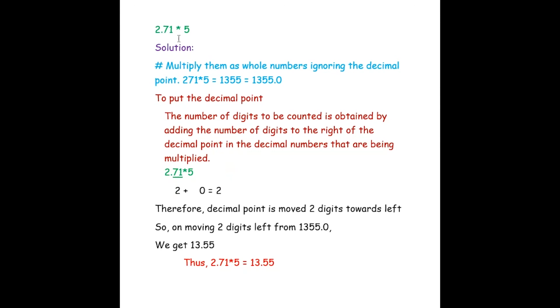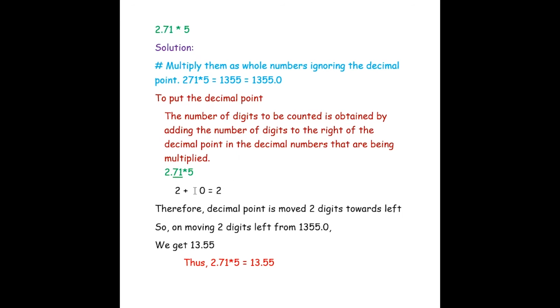It is 2.71 into 5. Solution. First step, we have to ignore the decimal point and consider it as a whole number. So you will get 271. You multiply 271 into 5, which is nothing but 1355. Now write it as a decimal number, that is 1355.0.